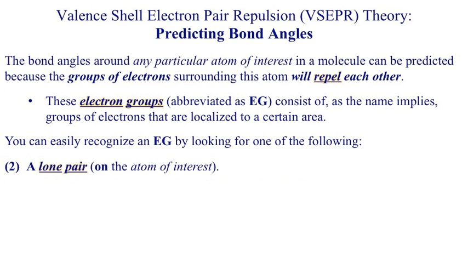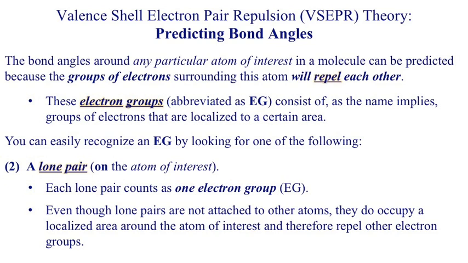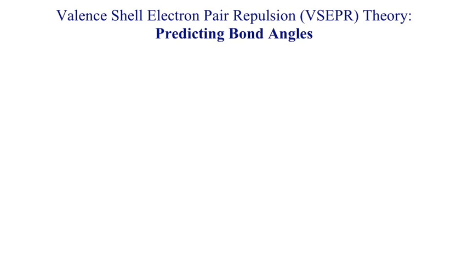The other thing that makes up an electron group is a lone pair on the atom of interest. Each lone pair counts as one electron group. Even though lone pairs are not attached to other atoms, they do occupy a localized area around the atom of interest and therefore repel other electron groups. The key to valence shell electron pair repulsion theory is just these groups of electrons, whether they're the bonds to an atom or whether they're lone pairs, repel each other.